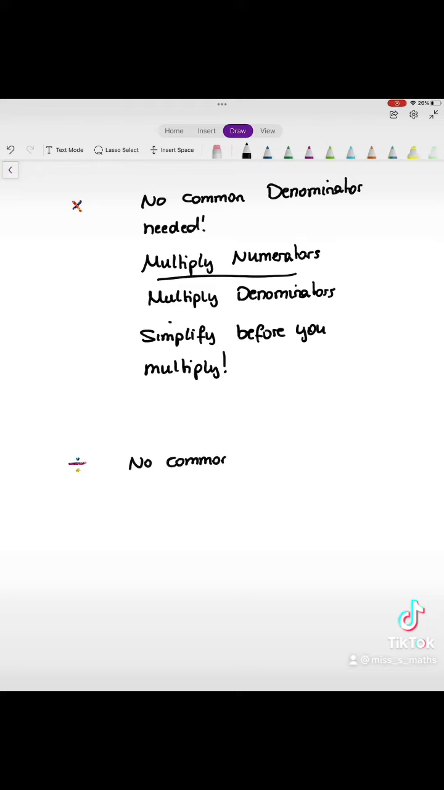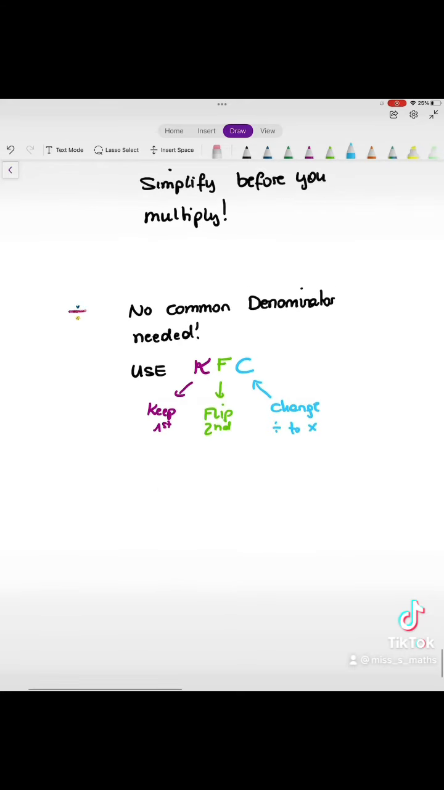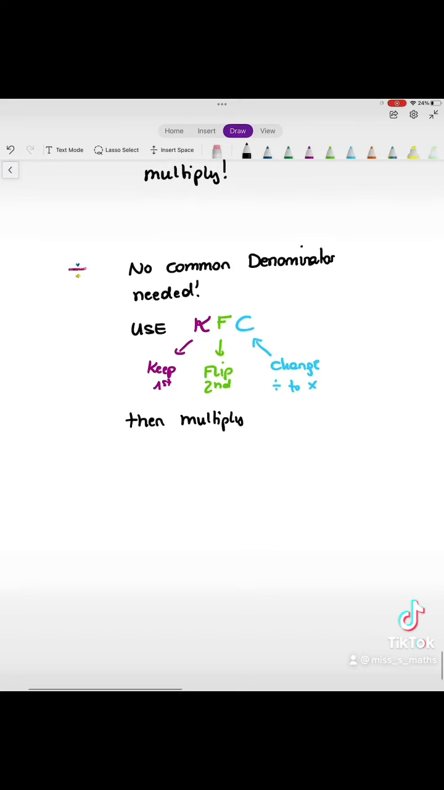When you divide fractions, you do not need to look for a common denominator. Again, all you need to do is use the KFC rule. KFC stands for keep the first fraction, flip the second fraction, and change the sign or symbol from a division to a multiplication. After that, all you have to do is follow the rules of multiplication. So you multiply and then you simplify.